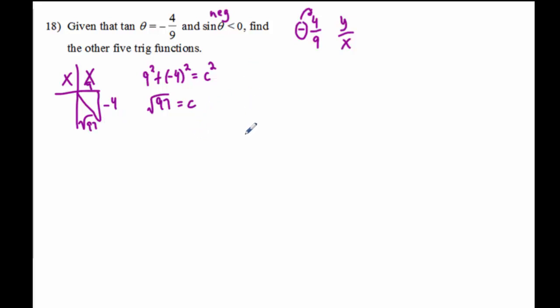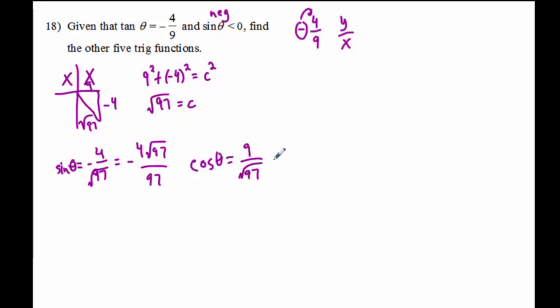Now let's find everything but tangent, because we already know what tangent is from the problem. Sine is -4 over square root of 97. So we rationalize by multiplying the top and bottom by square root of 97. So that's sine. Then cosine is 9 over square root of 97. So we rationalize.